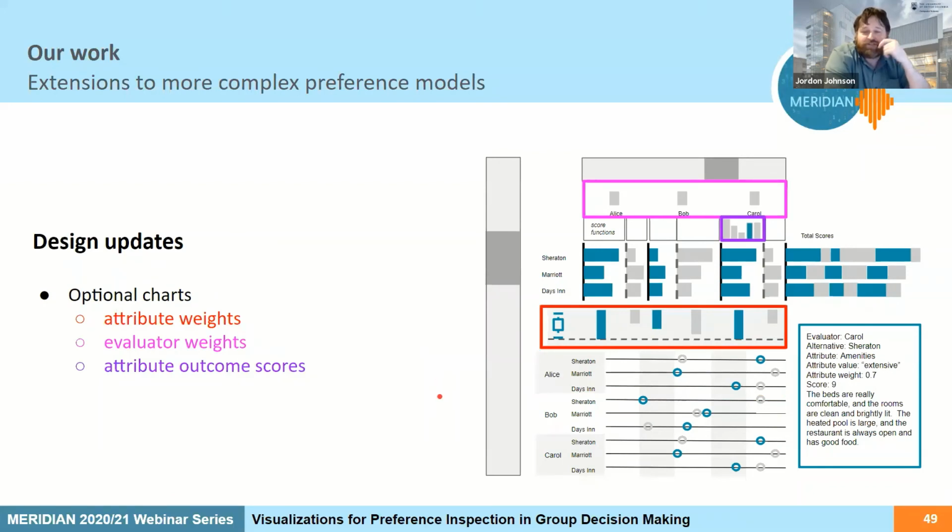Additional optional charts that you can toggle on and off for attribute and evaluator weights, as well as, in the case of objective attributes, being able to see a person's scores for what all of the possible outcomes of the attribute were.